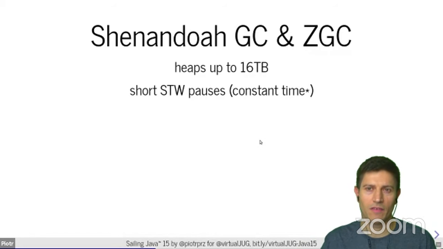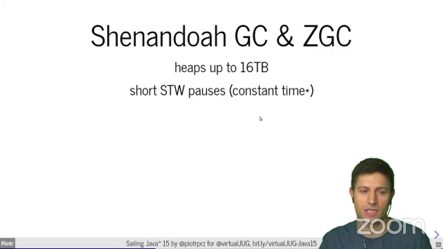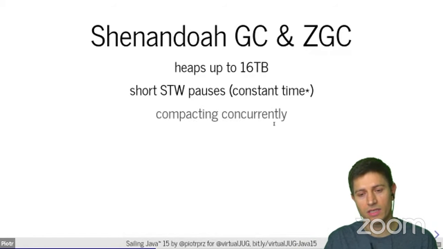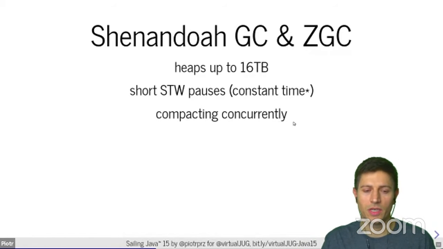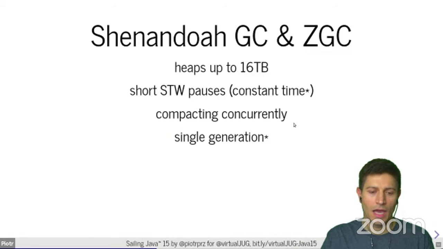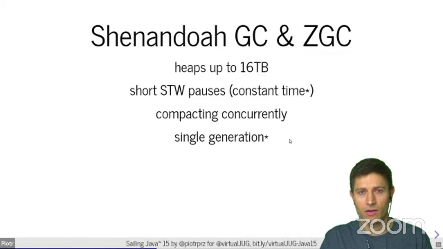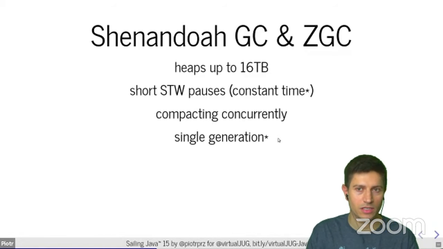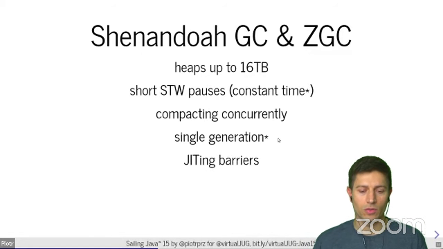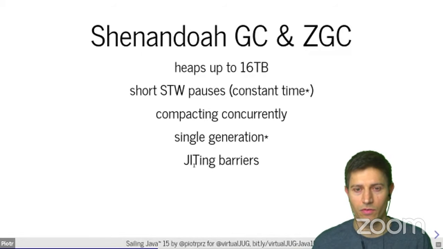For example, if you have many GC roots, threads for example, ZGC will have a longer time. And what they do is compact the memory, or defragment the memory, if you will, concurrently. That's what they do. And they are single generation, at least for now. I know there are some plans regarding ZGC, for example, to have two generations again, so young and old. And they work using JIT barriers for read and for write.